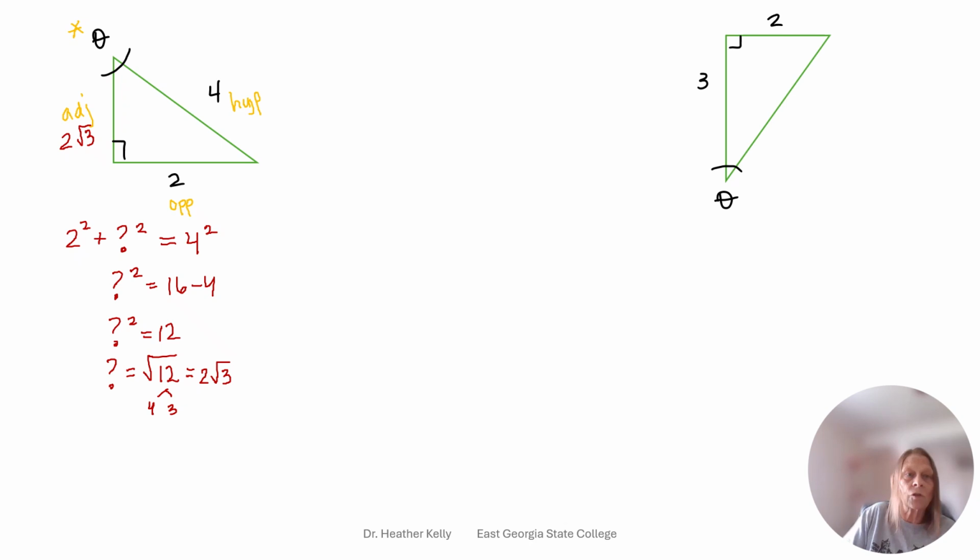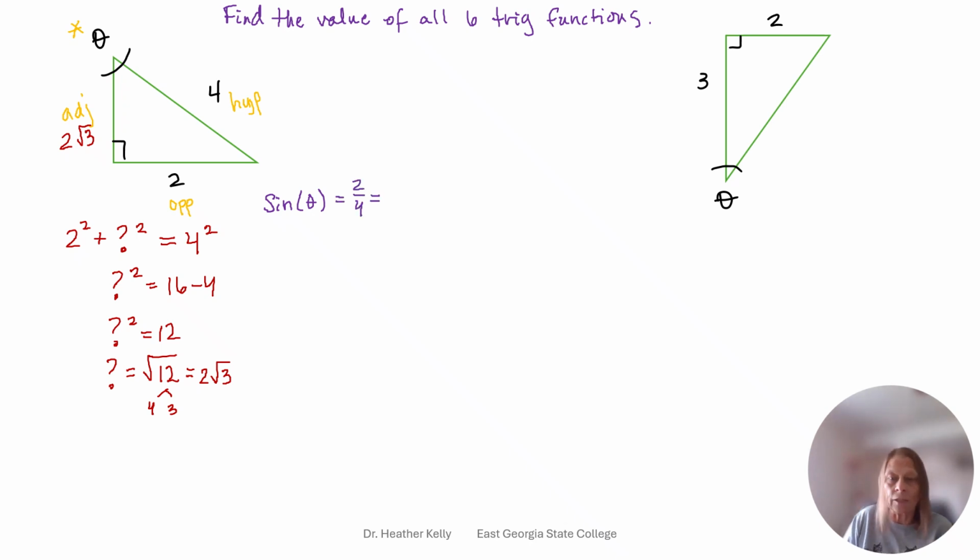Now the directions are to find the value of all 6 trig functions for theta. Okay, so here we go. I'm going to start off with sine. Sine is opposite over hypotenuse. That is 2 over 4. Please give me all of your answers in simplest form. So that would be 1/2.